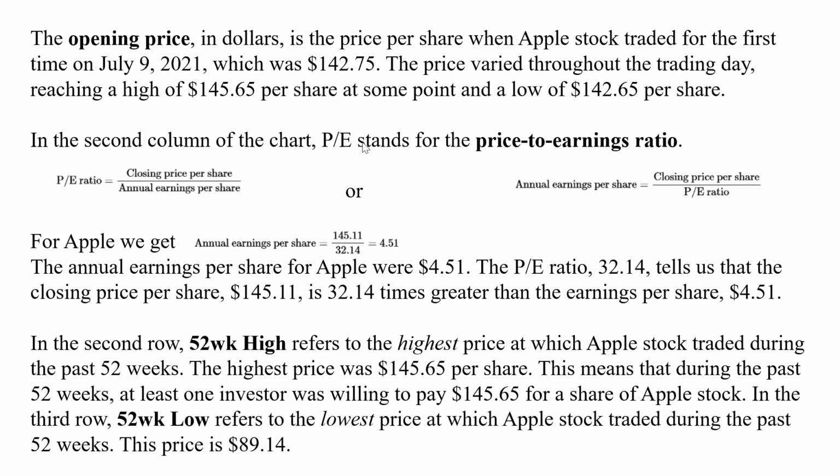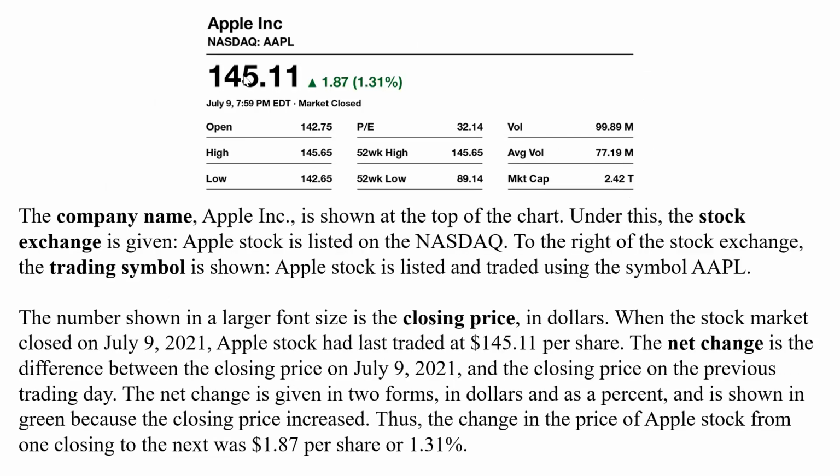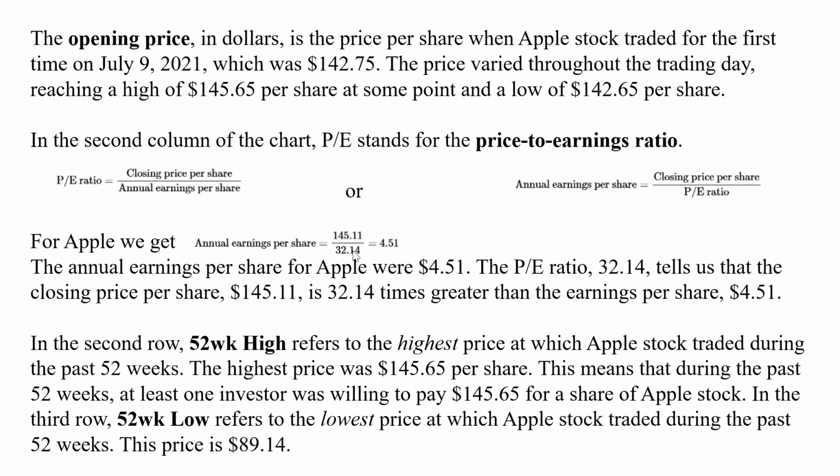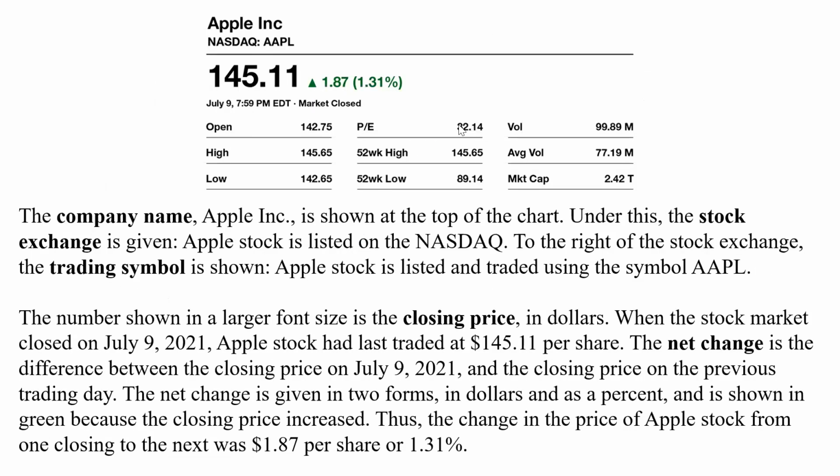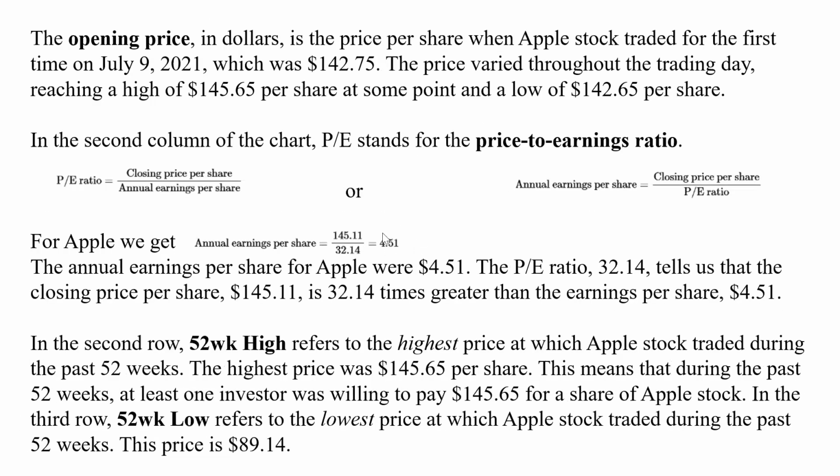Now, in the second column, we see the PE, which is the price to earnings ratio. Basically, that's the closing price per share divided by the annual earnings per share. Or, the annual earnings per share is the closing price per share divided by the PE ratio. So for Apple, the annual earnings per share is 145.11, which was our closing price, divided by 32.14, which is our P/E ratio, and that's going to be $4.51. So the annual earnings per share is $4.51.